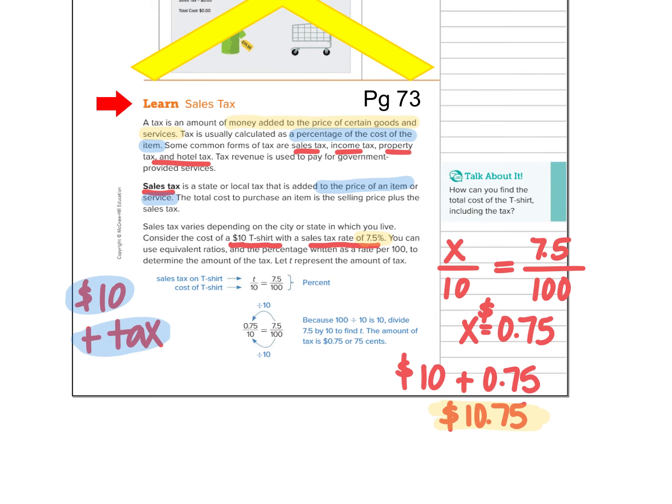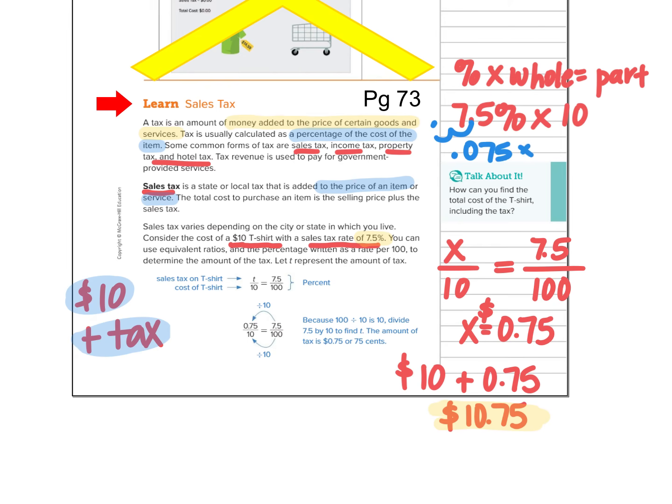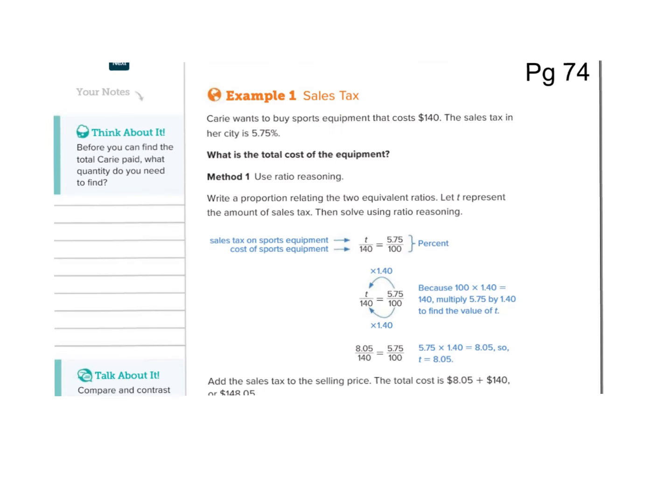Now, some of you like to use the equation, so you could also do it a different way. So remember, you can do the percent times the whole. That's going to give you the part. So if I do that, I can take my percent, which is 7.5%. I need to take that times the $10. If you're doing it that way, remember you have to change that percent to a decimal. So I move it back twice. So it's 0.075 times 10, which will still give you 75 cents. And then you would add it to the $10.